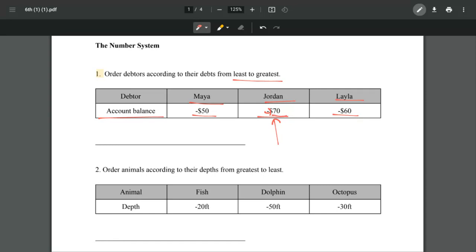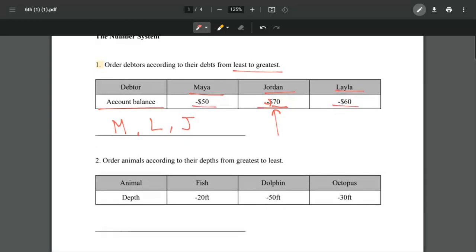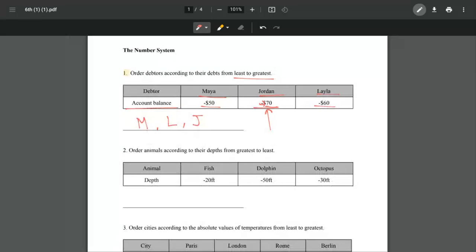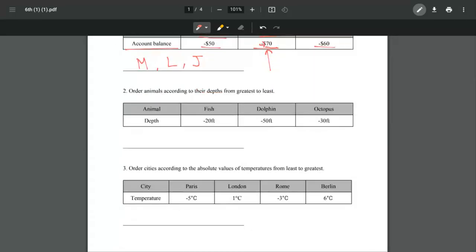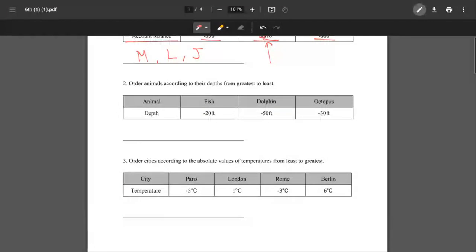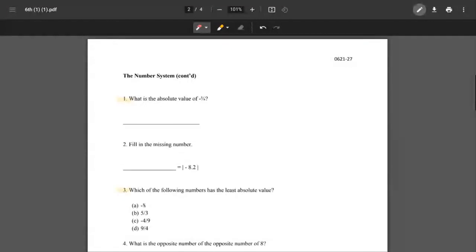greatest value. And so if we list them from least to greatest, the order is going to be Maya, Lila, and then Jordan. Okay? Since negative $50, that's the least debt. Okay, so try number 2 and 3. And let's move on to our next page.